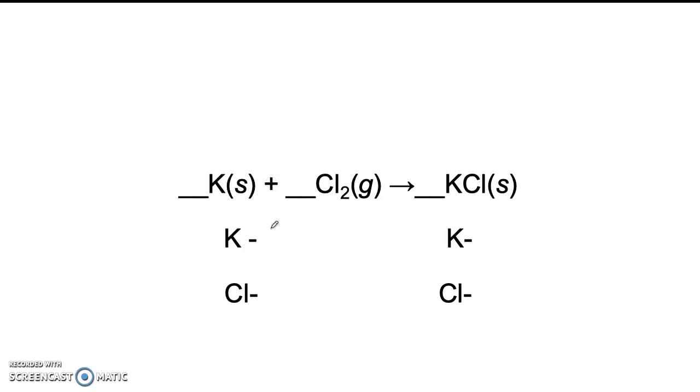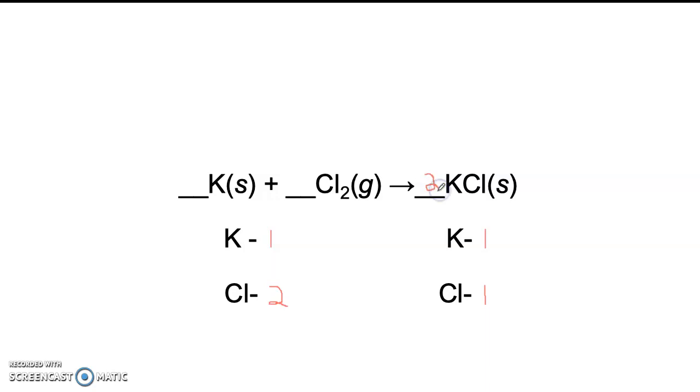So on the left side, we have 1 potassium. On the right side, we have 1 potassium. So that's already balanced. Now on the left side, we have 2 chlorines. On the right side, we have 1 chlorine. So the chlorines are not balanced. Now, based on math principles, we're going to put a coefficient of 2 right here.